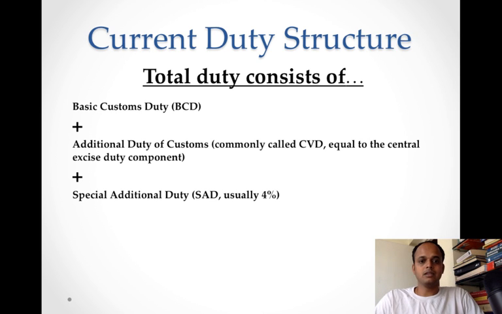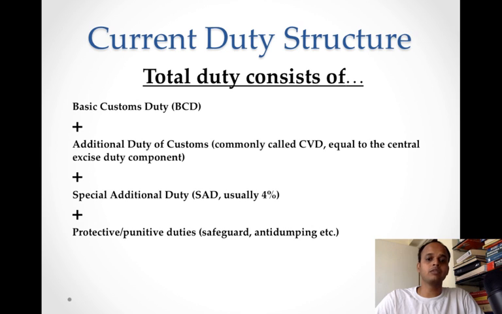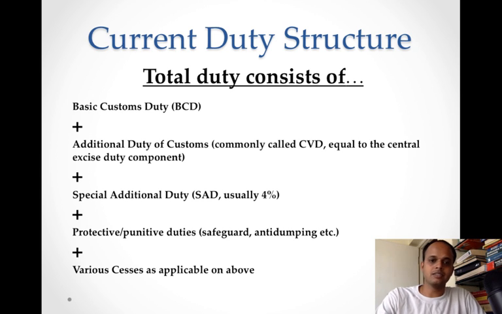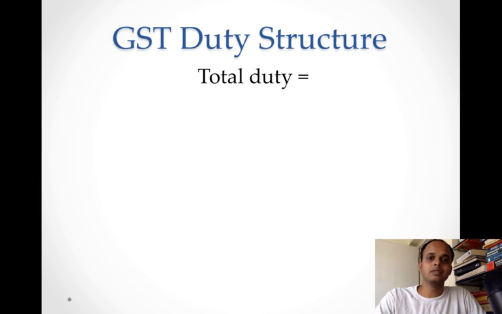You have the special additional duty, which is usually equal to 4%, and then you have the protective or punitive duties, basically the safeguard duties or the anti-dumping duties that may or may not be leviable on the product. Obviously, you have various cesses like educational cesses, higher education cesses, and so on.